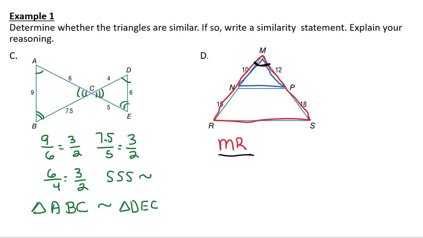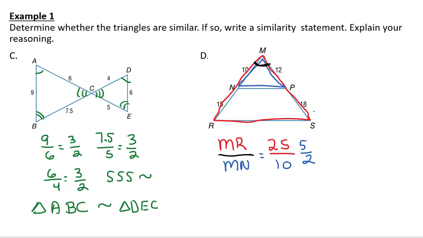Is MR proportional to MN? Well, MR is 10 plus, I think that's a 15, so that's 25 over 10. And that reduces to 5 halves. Similar, so I have a proportion for these sides of the triangle.